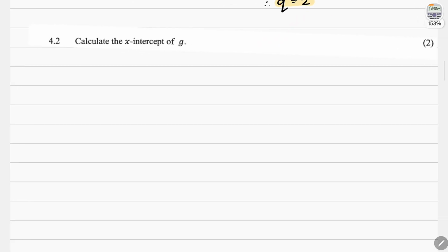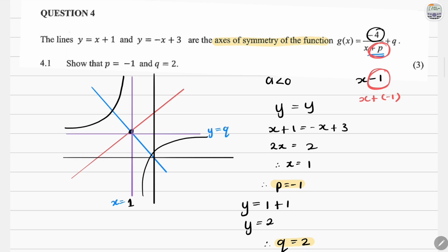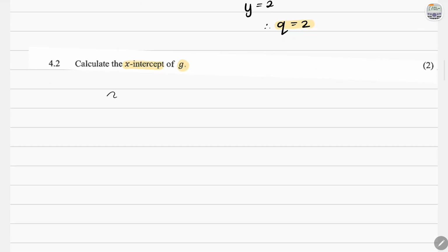Question 4.2 says, calculate the x-intercept of g. Okay, we have the full equation of g now. We can just rewrite it. So g of x is equal to negative 4 over x minus 1 plus 2. And so to find the x-intercept, we simply make y equal to 0. So 0 equals this. And you see, in this case, you don't really have to transpose the 2. This is already negative in the numerator, so let's transpose it. And now it becomes positive 4 over x minus 1.